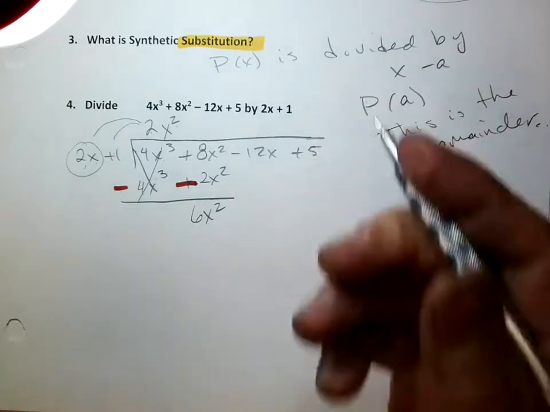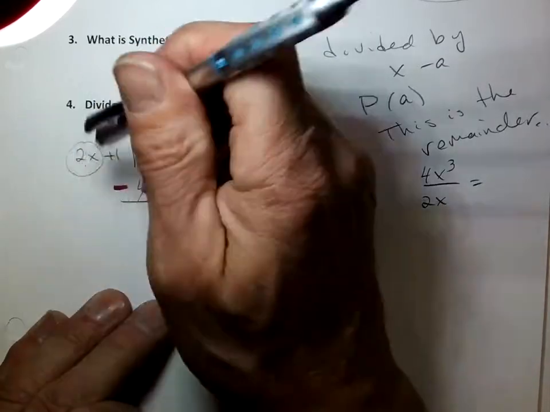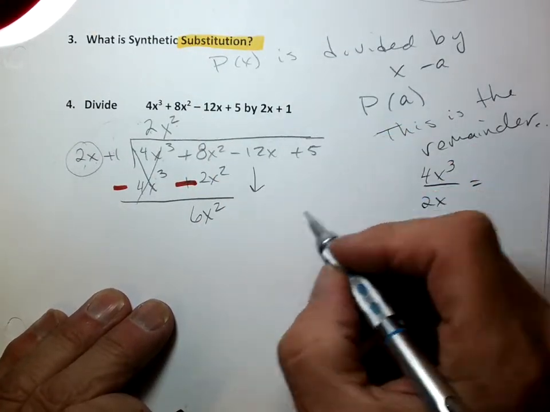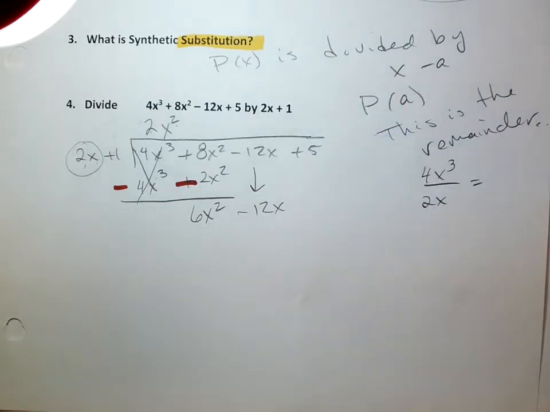So it's just like long division. Now bring down the next term, the negative 12x, just like long division. I know I keep repeating myself, but that's the way it goes.